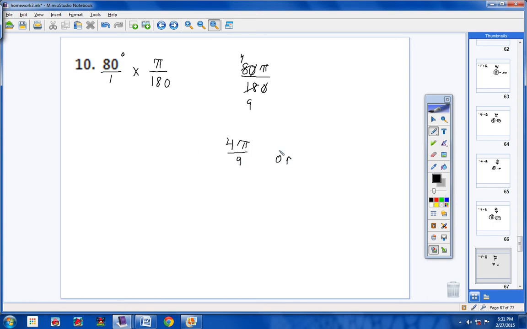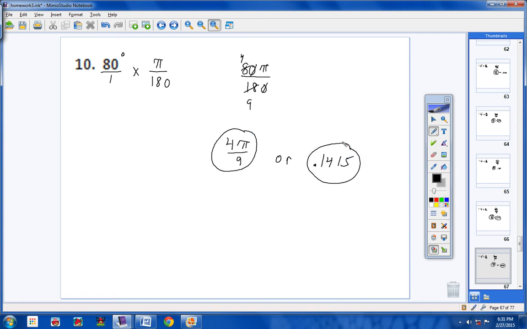Now, if you want that in decimals, take 4 times 3.14, enter, divided by 9, enter, and you'll get 0.1415, okay? So for the first 10 problems, we have been converting degrees to radians.